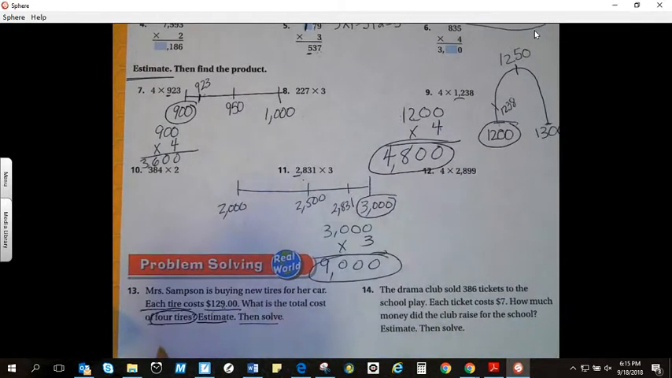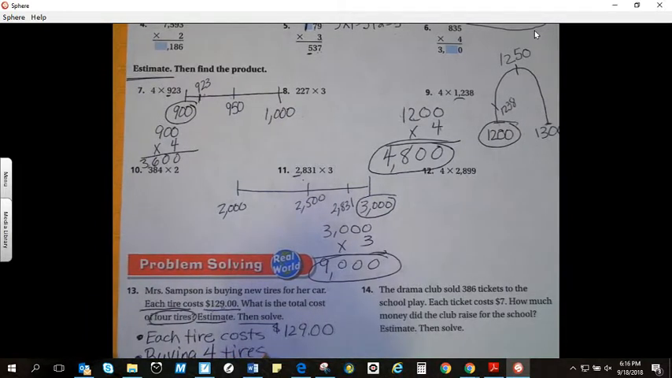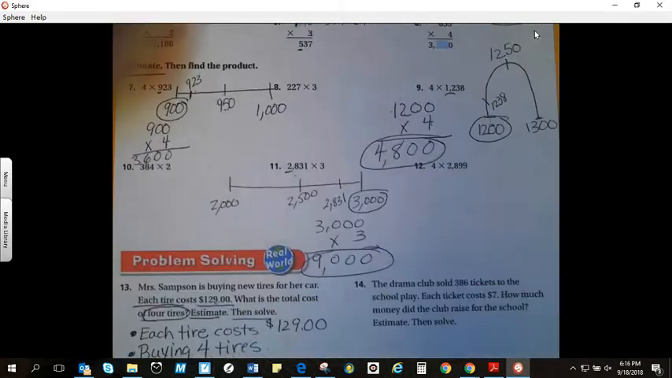So I want to bullet out: each tire costs $129. Now we want to know what the cost is for 4 tires, how many she's going to buy. Mrs. Sampson's buying 4 tires. Let me move this up here so you can see it.